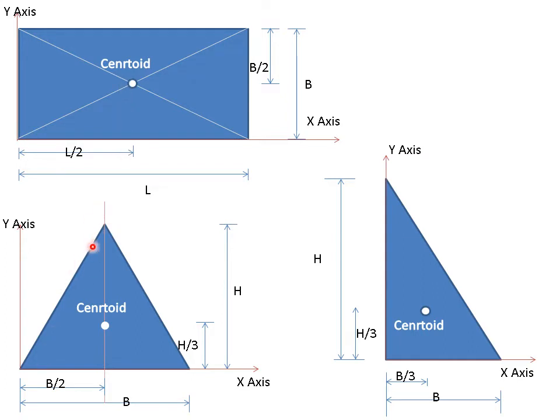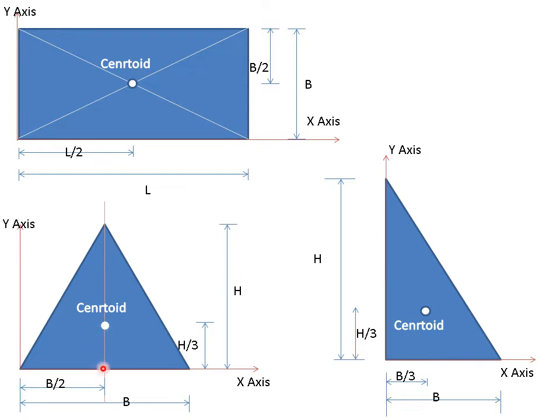Similarly, if you go to this triangle, this side and this side of the triangle are equal. Now, centroid of this triangle, if you draw a center line from apex perpendicular to the base, you can see this diagram has symmetry on left hand side and right hand side. So naturally, centroid has to lie on this axis itself. So along x, the center of triangle will lie at base divided by 2, that is b by 2. But along y-axis, you have to find out using this equation. So centroid of a triangle lies at h by 3 from the base.